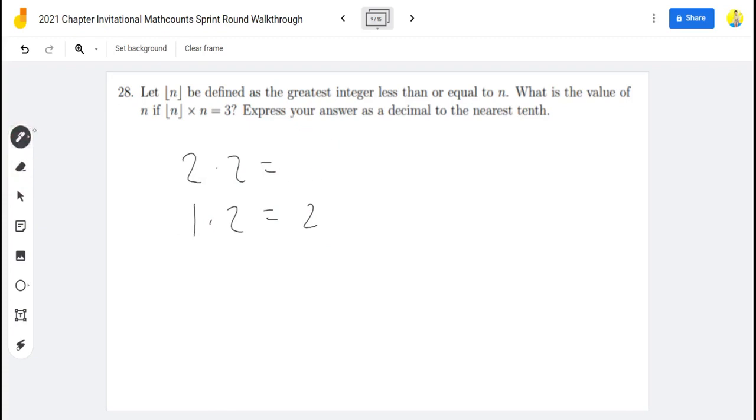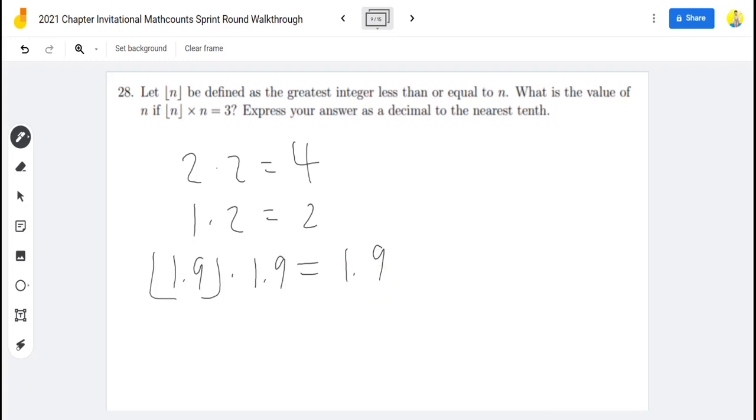Did you guys get tricked? I was trying to trick you there. 2 times 2 equals 4, and 1 times 2 equals 2. So if we have a number like, for example, 1.9 times 1.9 with one of them floored, this is equal to just 1.9. So we never get a value of 3 if n is positive.